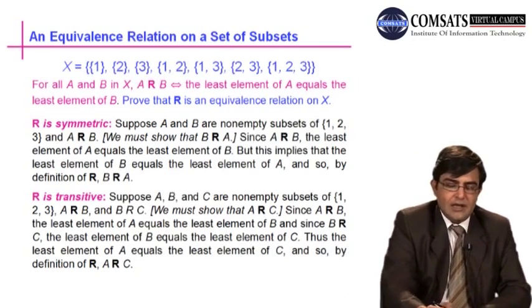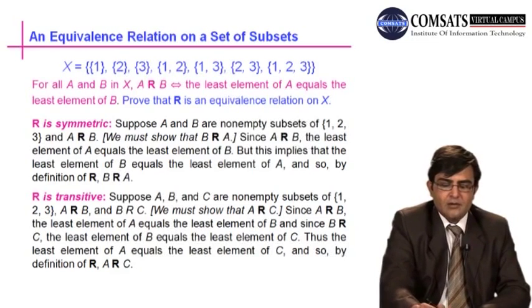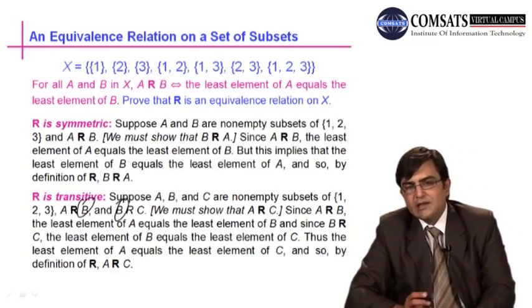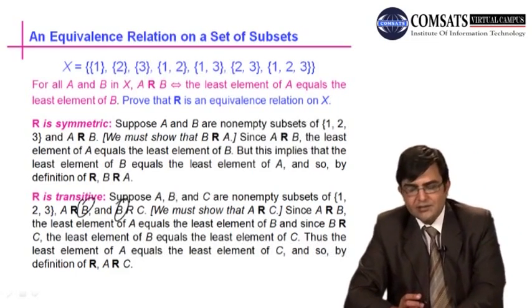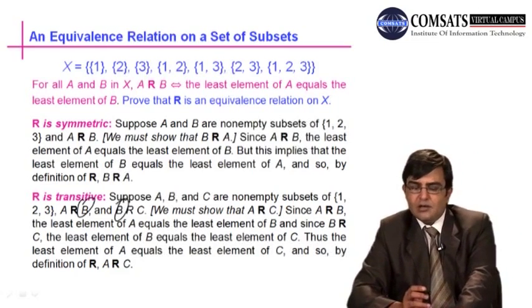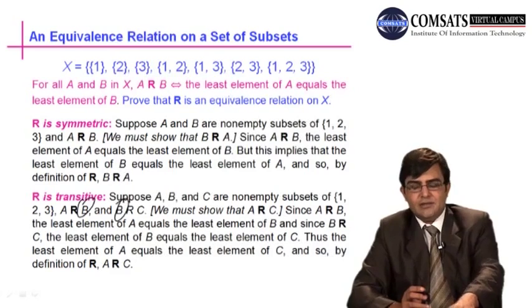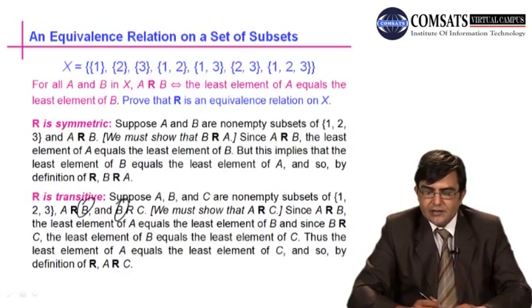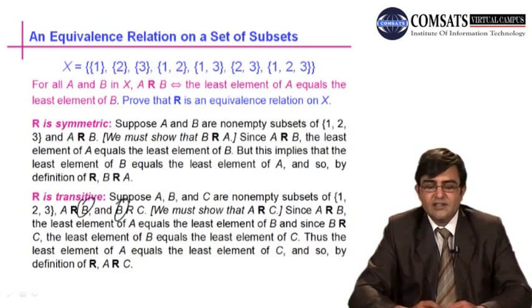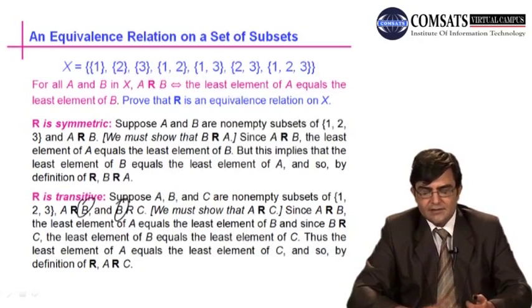So B is common in both, so obviously if the smallest element of A and B is the same, then the smallest element of B and C is the same. So A and C will also have the same smallest element. So therefore we can say that A is related to C. So this relation is an equivalence relation because this relation R is reflexive, symmetric and transitive.